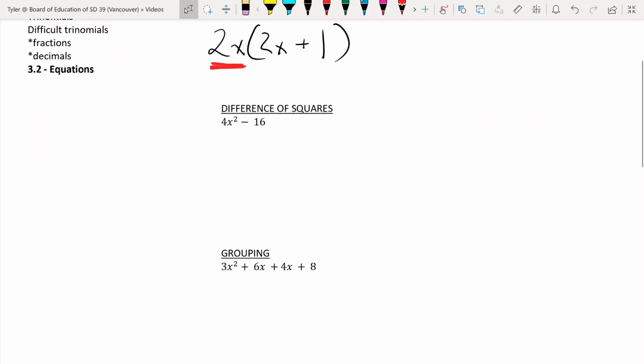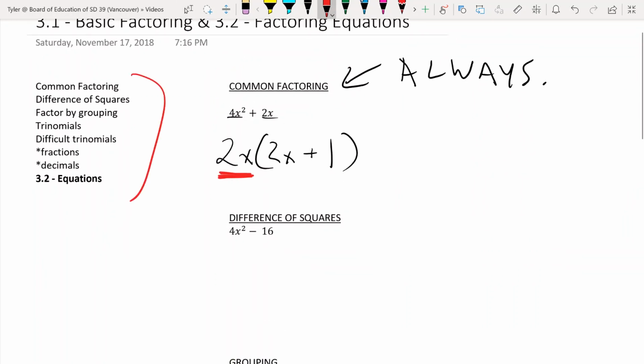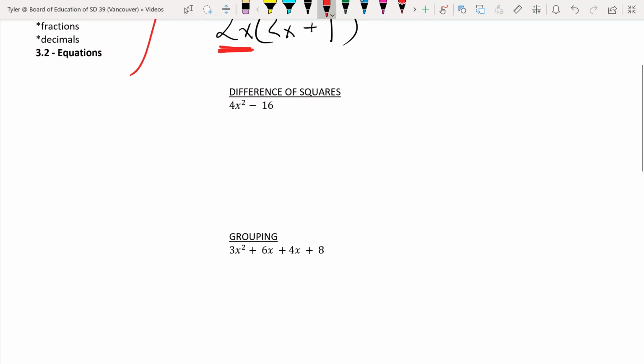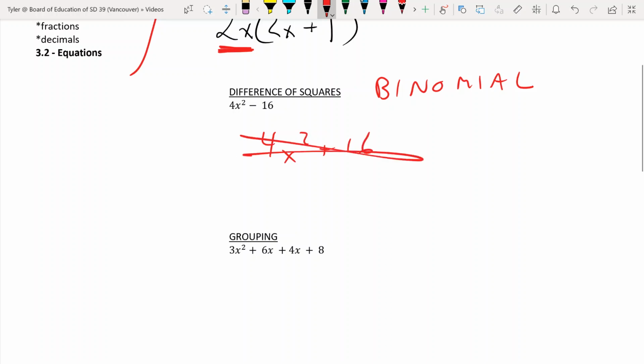Difference of squares. Oh, this is the stuff we're going to be doing today. Difference of squares. They're always going to be a binomial. So if you have a trinomial, like these ones down at the bottom, we're not going to do those. Okay, those are a different way. The other thing is it has to be a difference. It has to be subtraction. If it's the same exact thing added, it doesn't work.